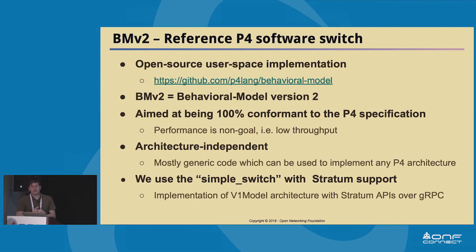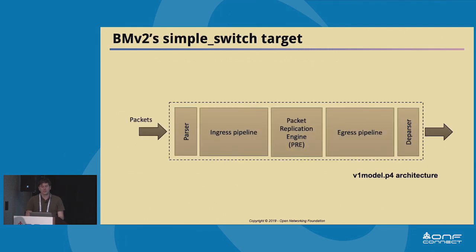BMV2 is a reference P4 switch. The goal here is not performance, so the throughput is usually very low, but the goal is being 100% conformant with the P4 specification. It's actually a framework to build P4-based switches because it's architecture independent. So you can use BMV2 to specify any P4 architecture. In this case, we use a BMV2 target called Simple Switch with Stratum support, which is an implementation of the V1Model architecture with the Stratum APIs exposed over gRPC.